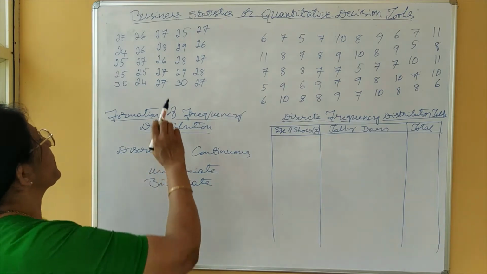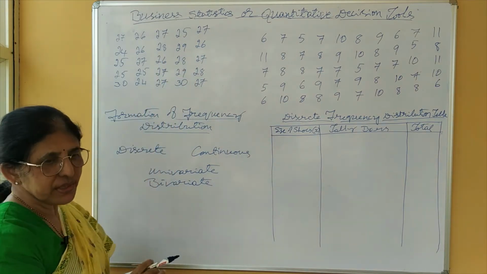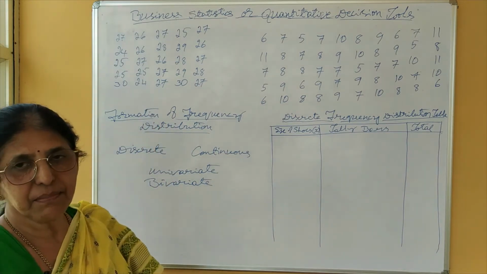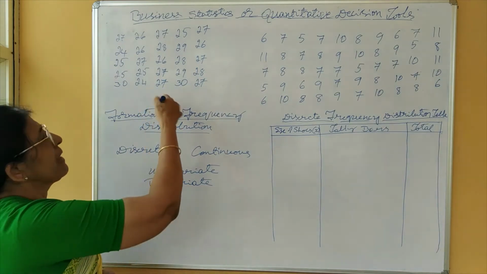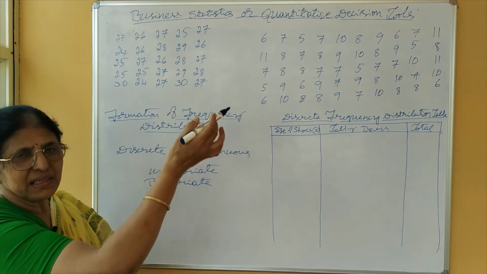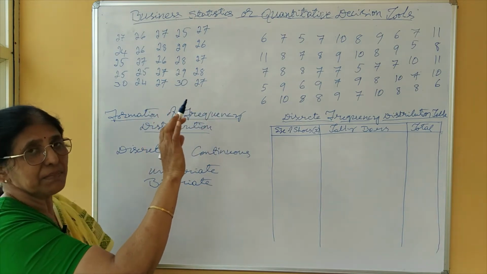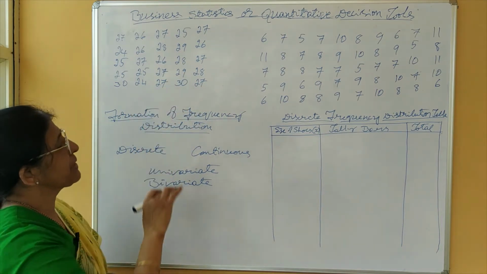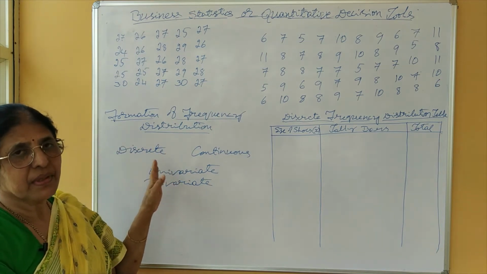Now, here these are the marks scored by 25 students. If you are asked to prepare the discrete frequency distribution table, here the steps are: we may arrange these given numerical data in ascending order, but that is not compulsory. Even without arranging in ascending order, directly we may take that to the discrete frequency distribution table.